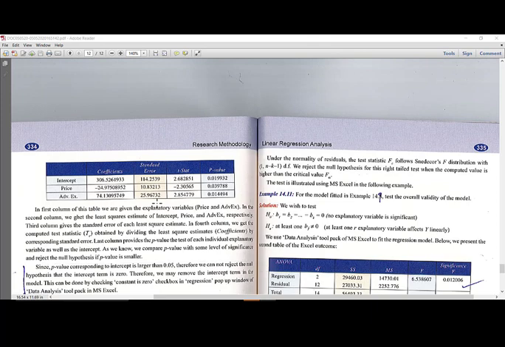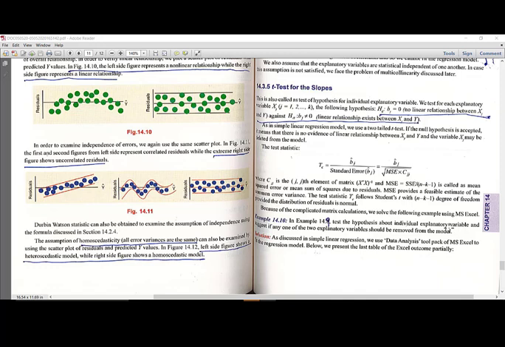What is the question? Let us see. Test the hypothesis about individual explanatory variable and suggest if any one of the two explanatory variables should be removed from the model. Here our answer is that we need not remove those two explanatory variables. They are very much significant and need not be removed.